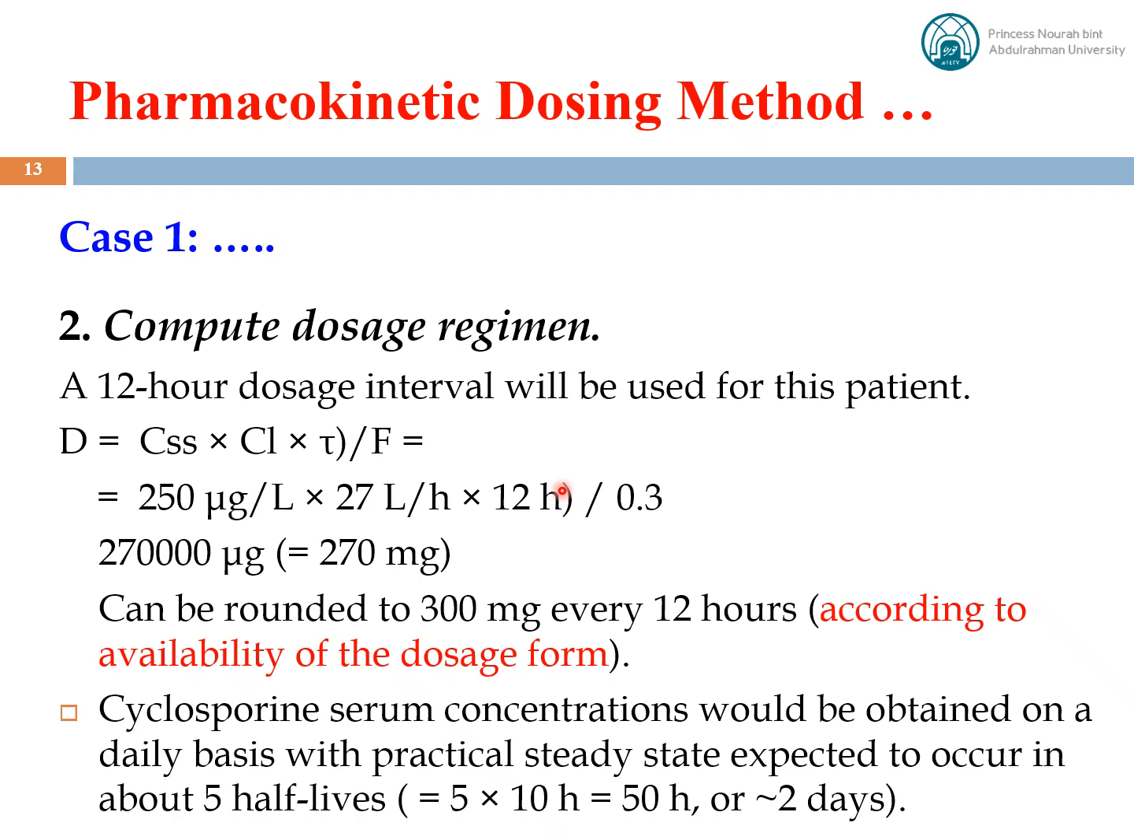Now, the cyclosporin serum concentrations would be obtained on a daily basis, with practical steady state expected to occur at about five half-lives. Since the half-life of elimination is around 10 hours, 5 times 10 will be 50 hours, or around 2 days, which is 48 hours. Okay?